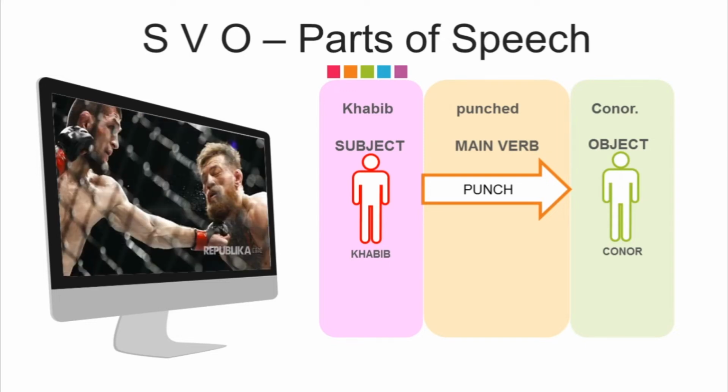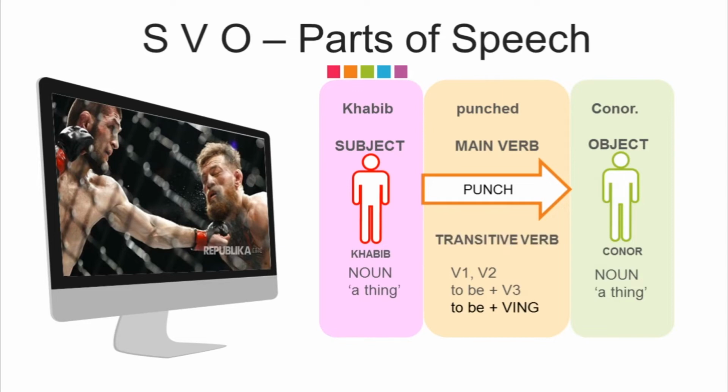Khabib, which is the subject, is a noun. So a subject is always going to be a noun, which is something. And punched, which is the main verb, has to be verb 1 for present forms, verb 2 for past forms, or to be plus verb 3, or to be plus verb ing. So any main verb has to be in these forms and nothing else. Conor, which is an object, similar to the subject, is a thing. So the main verb here, remember, is a transitive verb.